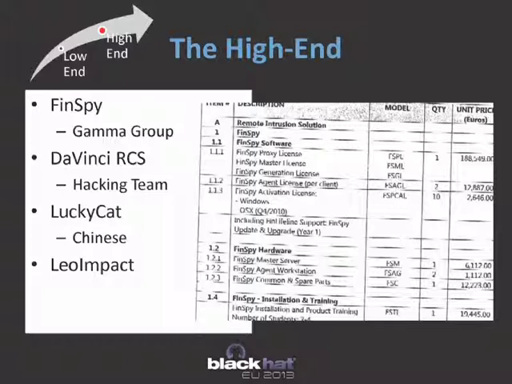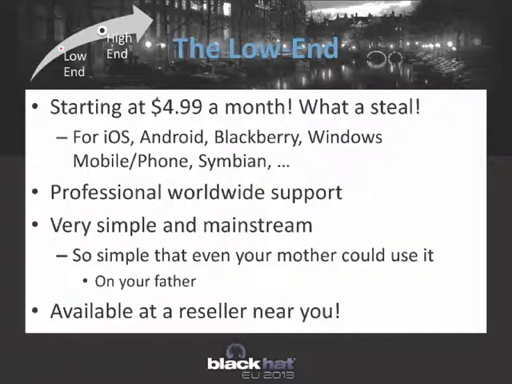You have Da Vinci RCS, which was also dissected by, I believe, Dr. Web, the Russian security group. Lucky Cat, Italian. Italian? Yeah. Okay, sorry. Lucky Cat, which had a mobile agent on the servers that were exposed, and a few others also available on the market. And if you go to the low end, you have things which are as cheap as $4.99 a month. This is very cheap. They're available out there. Practically every mobile environment supports them, whether it's iOS, Android, or even the not-so-popular ones like BlackBerry, Windows Phone, Windows Mobile, or even Symbian.